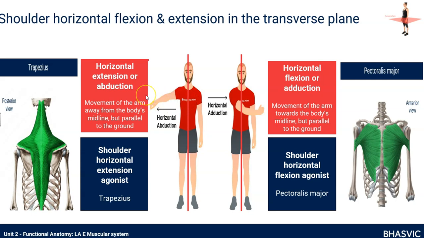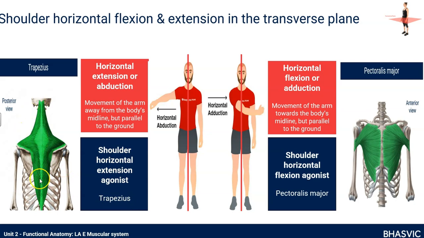Abduction is movement away from the midline. In this case, the arm is horizontal to the ground, so horizontal abduction. Horizontal extension. Extension is increasing the angle at the joint, and again, that movement would do that too. So key is this is where the arm is horizontal to the ground or parallel to the ground. Horizontal extension or horizontal abduction. The muscle that causes that movement, the agonist, is trapezius.